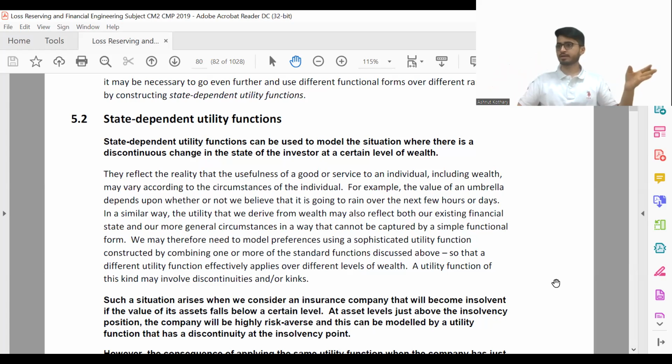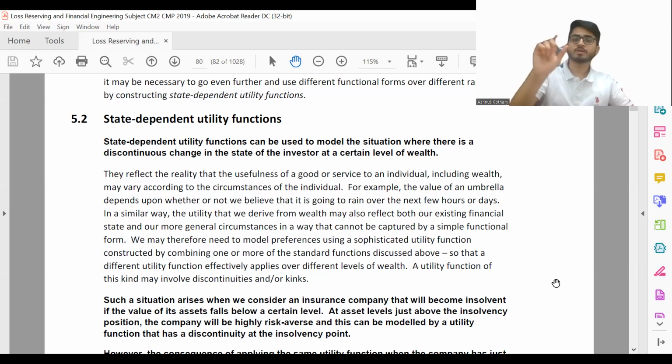There might be regulatory action, it might be disallowed to sell new businesses, it might have a bad reputation in front of its policyholders, and so on. But let's say once it has breached the solvency level, then it will become extremely risk seeking, because it will try to regain its solvency at any cost, because the damage has already been done. Now it just wants to ensure it is reaching the level of its solvency.